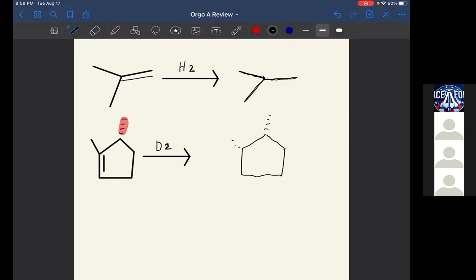So this would be knocked back, the methyl, and then you add the deuterium here, and you add the other deuterium here. And that's that syn addition. They're all kind of similar, honestly, on how they add on. Does that make sense?